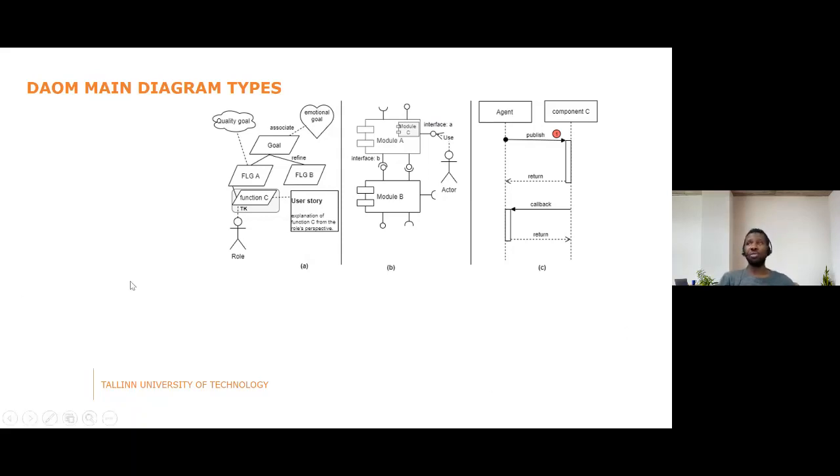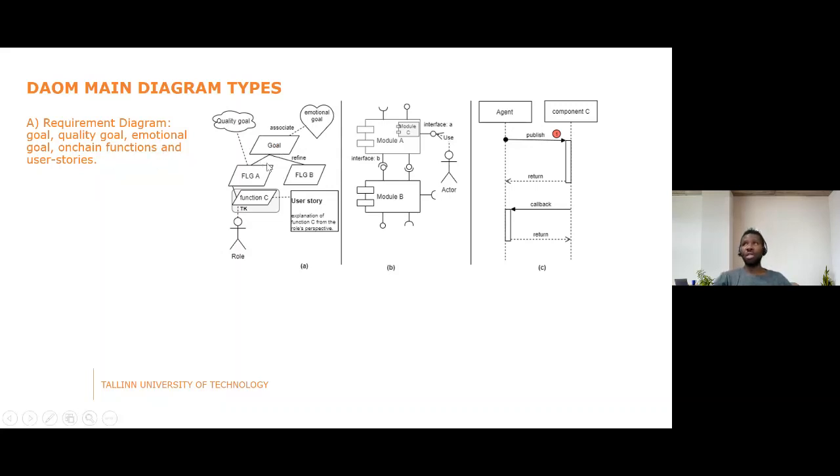So here are the main concepts for DAOM, that is decentralized agent-oriented modeling. On the left is the goal model, in the middle is the component architecture, and the last is the sequence and the use case demonstration. If we look at it individually, we use the first diagram to model the requirements of the app. The requirements contain the functions that you want to capture in the app. You also want to know who is performing what function and how this function is executed.